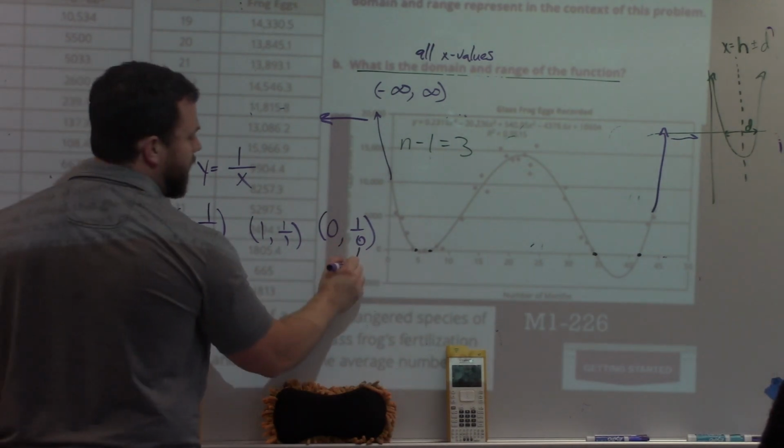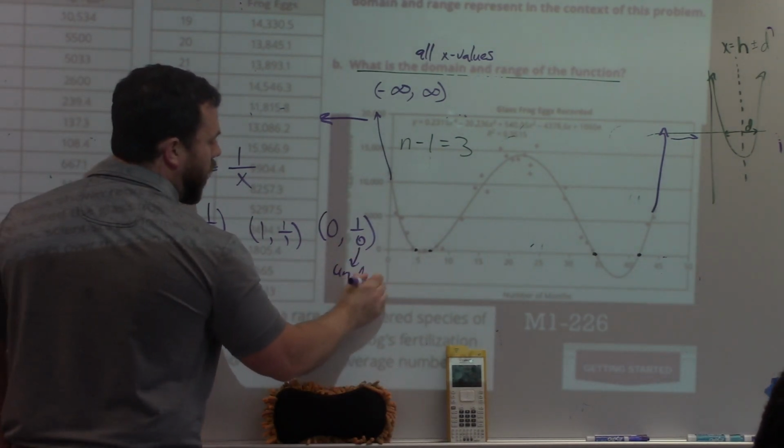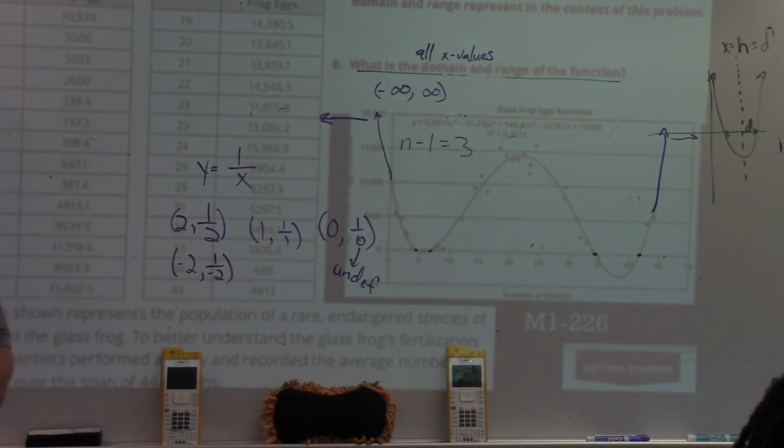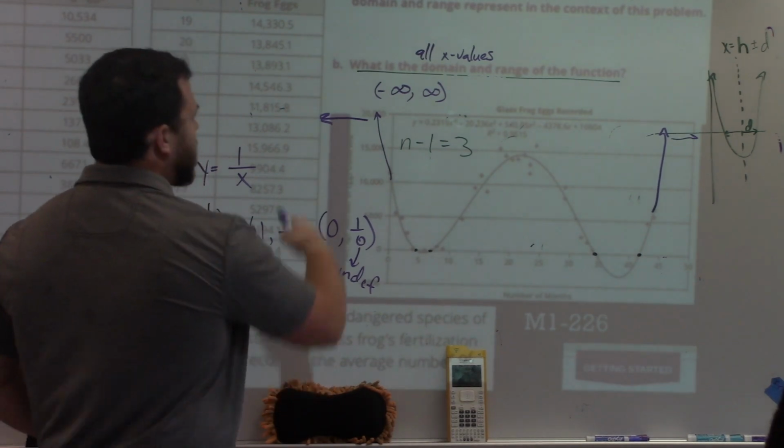We need to remember that that's undefined. So what would not be able to be substituted in? 0, right? So there are some functions where you cannot substitute every x value in. With a polynomial, you can substitute anything in. All right, so there's my domain.